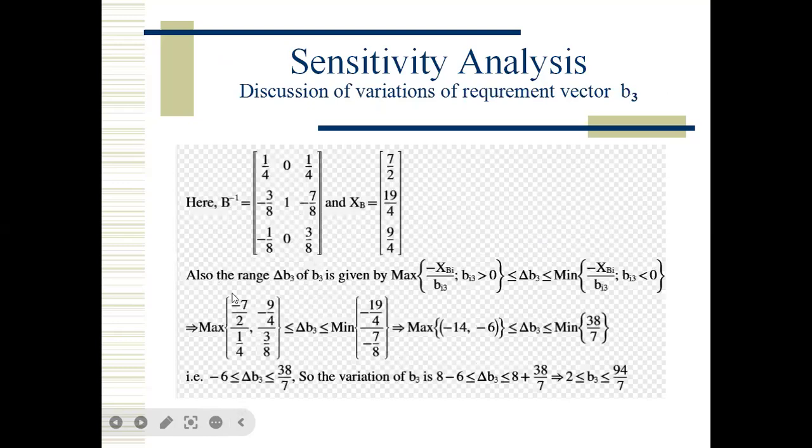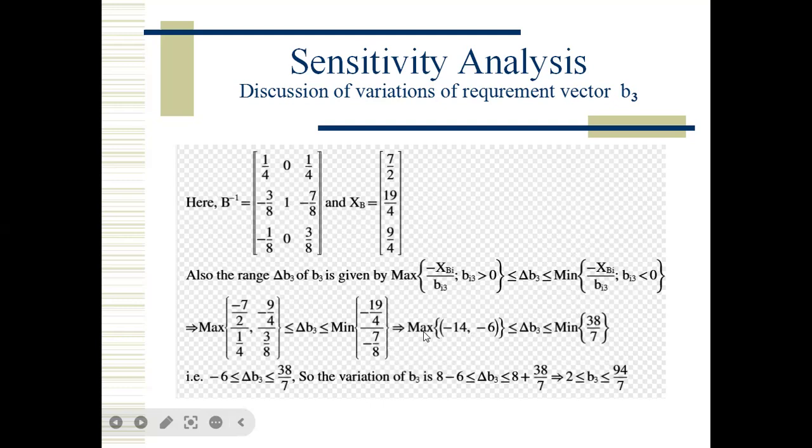Now the range for the third requirement vector B3 is given by this formula. We have already proved this inequality. Now XBi means 7 by 2, 19 by 4 and 9 by 4, divided by the Bi3 entries, the third column. That means 7 by 2 divided by 1 by 4, and 9 by 4 divided by 3 by 8. This one, 19 by 4 divided by minus 7 by 8, is negative and will lie in the negative part. This is why we get this minimum part.